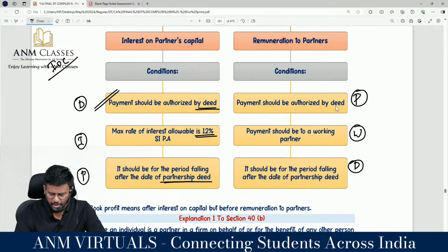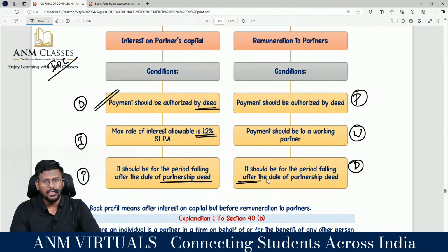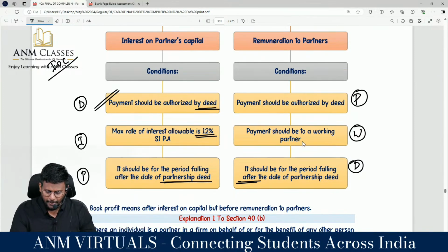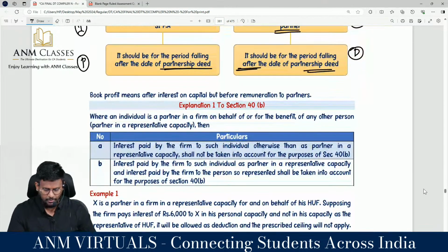P stands for payment should be authorized for a period. It should be for a period falling after the date of partnership. That means only prospective effect, no retrospective effect. Payment should be to a working partner and payment should be authorized by the deed. So the PWD condition, my dear lovable students.